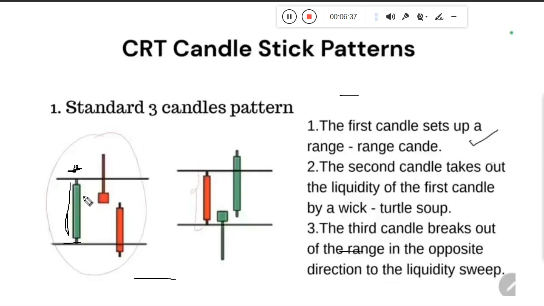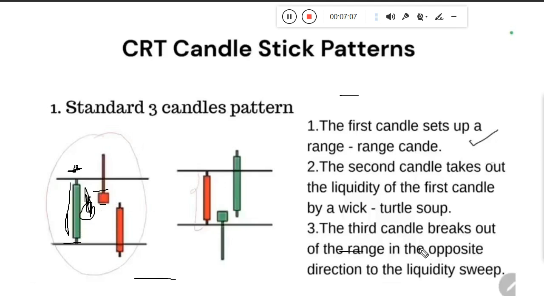Once you have this candle, the second candle then closes back inside the range of the first candle, which sets our range. You need to understand that word, close back inside. Like this is the opening of this candle, it manipulates to the upside and then this is the close. It has to close inside the range of this first candle. This is very, very important for this pattern to be effective.